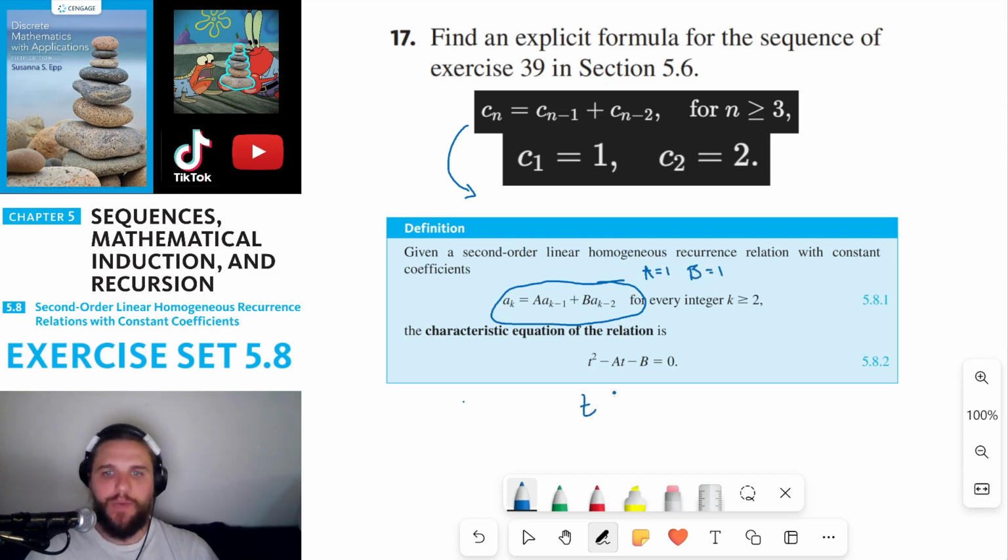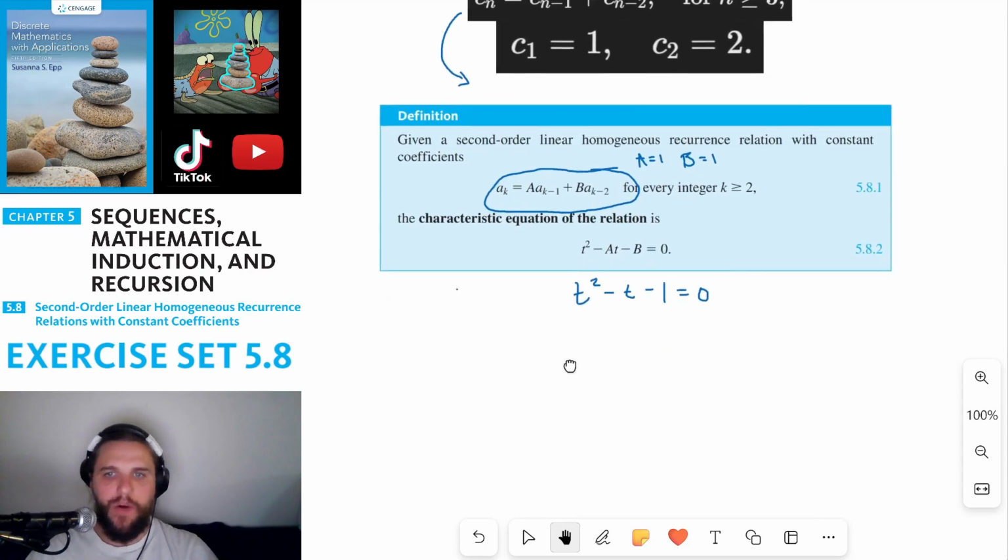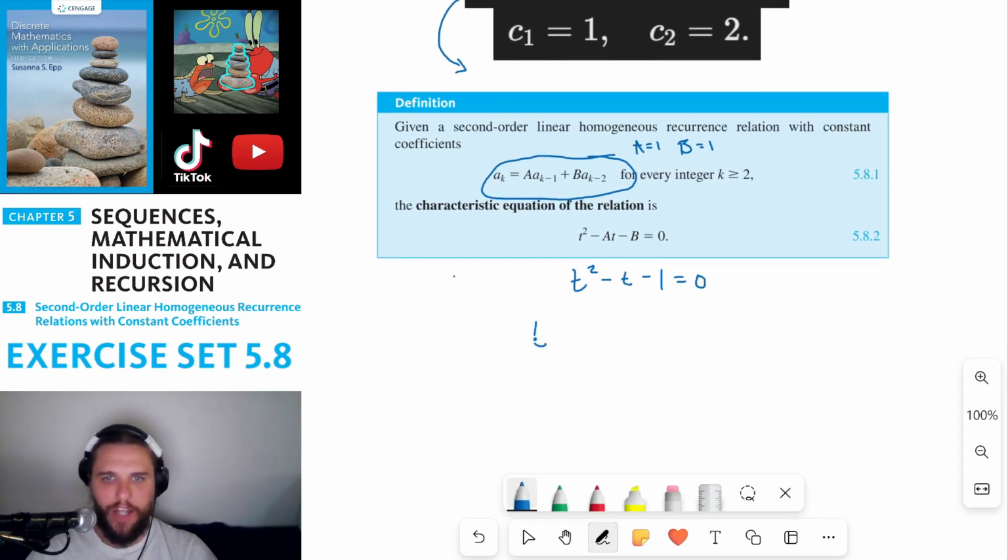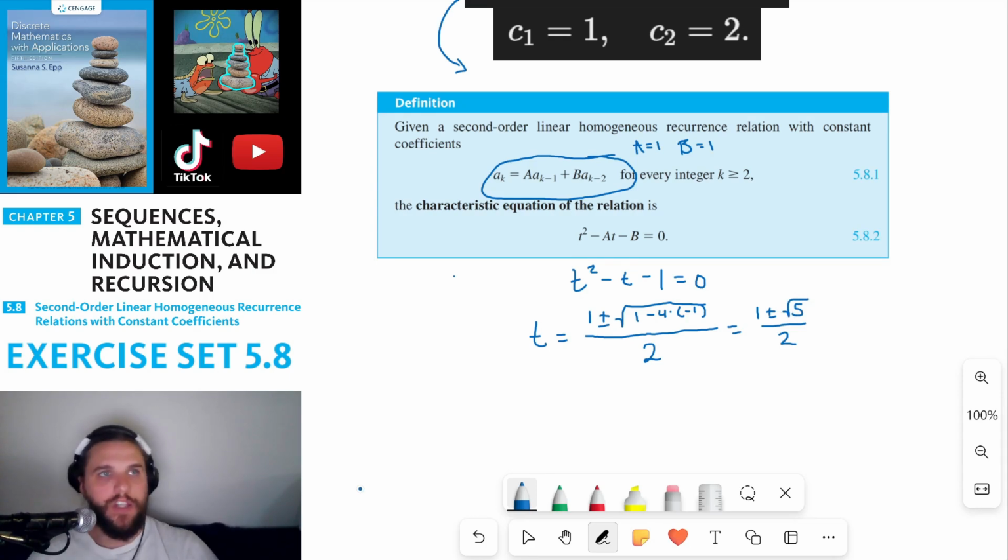And so next we need to find the roots of our characteristic equation here. So this characteristic equation would be t squared minus t minus 1 equals 0. Now there's no easy way to factor this, so we're going to have to use the quadratic equation, which says the solutions are t equals negative b, which is 1, plus or minus the square root of b squared, which is 1, minus 4ac, which is 4 times negative 1, all over 2a. And this simplifies to 1 plus or minus root 5 all over 2. And so we have two distinct roots to this characteristic equation.